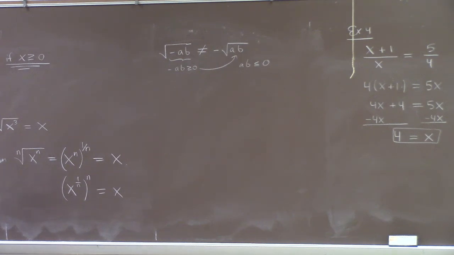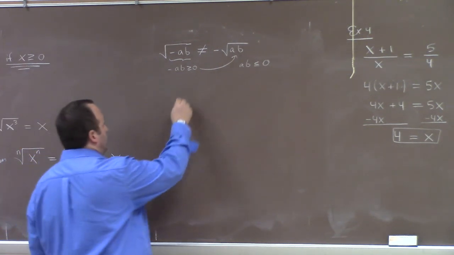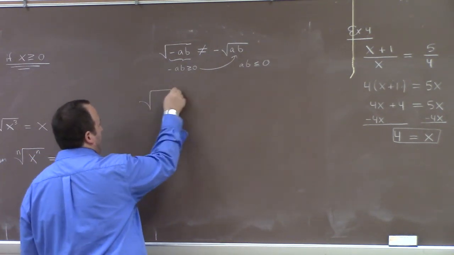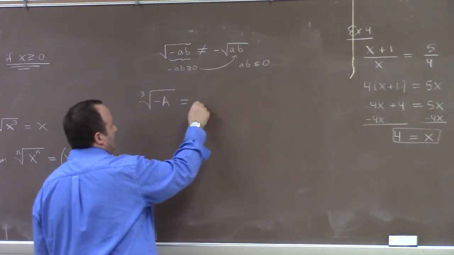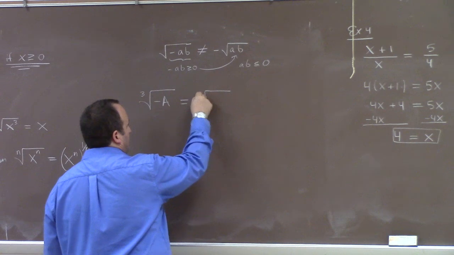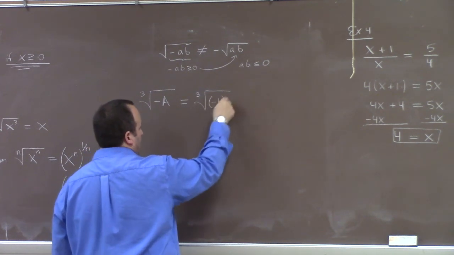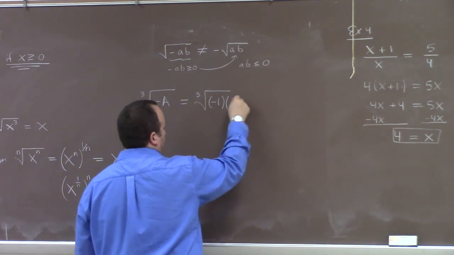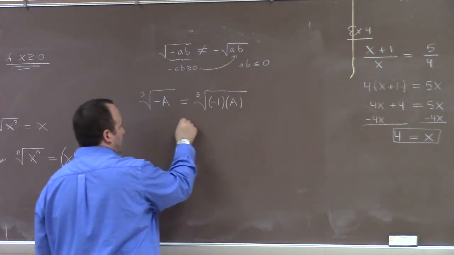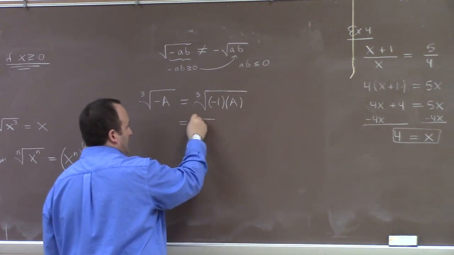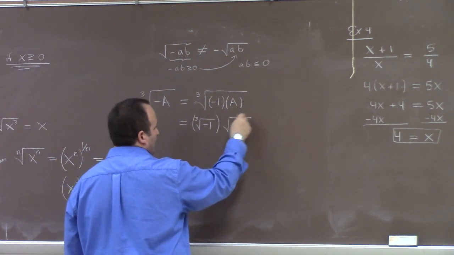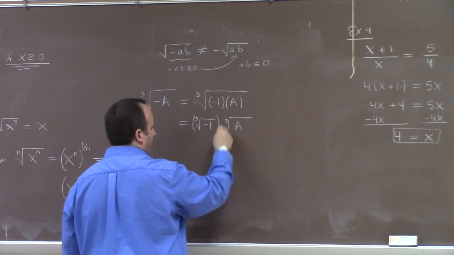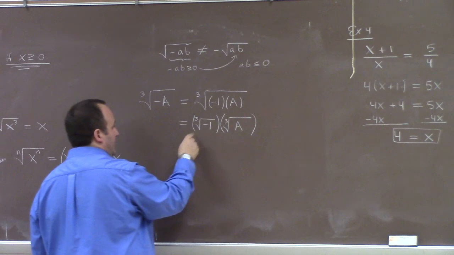In contrast though, if you had the cube root of minus a, you could write that as the cube root of minus 1 times a. And in this context, you can do it. You get the cube root of minus 1 times the cube root of a. And the cube root of minus 1 is what?